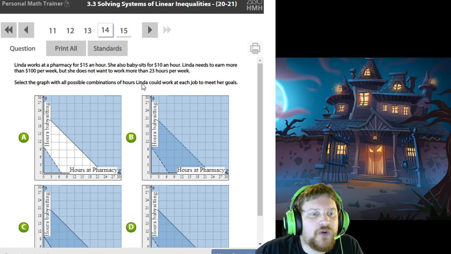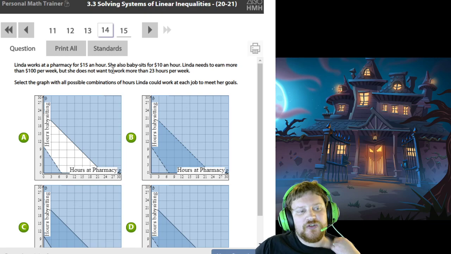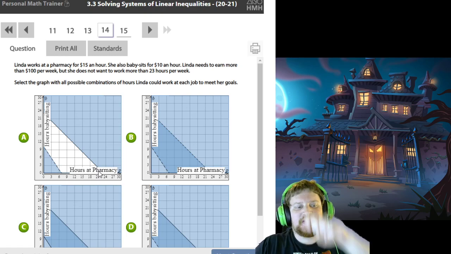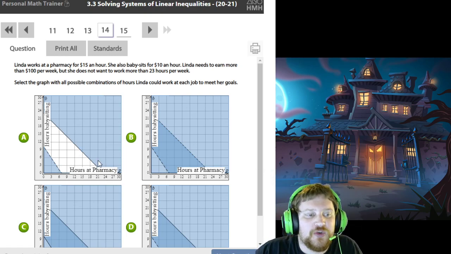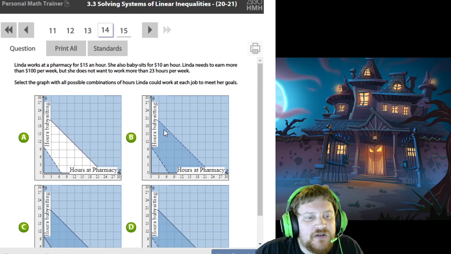Well, if she doesn't want to work more than 23, then her 2 hours neither can be more than 23. So that would be these two right here. But it needs to be shaded on the bottom side because she doesn't want to work more than that. She wants to work less than that. Let's see. This one is shaded that way, which is correct.